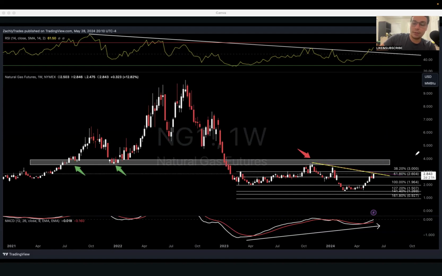If we can break this, we do have to be conscious of that $3 level here, but on a weekly time frame analysis, we still have plenty of room to run before we're overbought. And again, just recently, we got a MACD crossover. Look at how long that crossover lasted on the weekly time frame as we continue to just gradually grind higher. And we just got our crossover here, not that long ago.